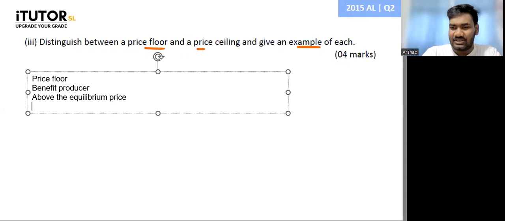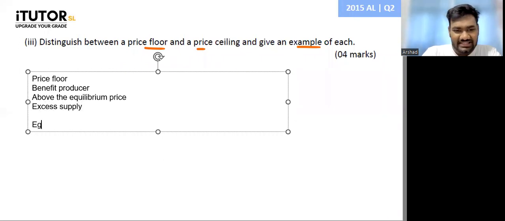When there is a price floor set in the market, what does it usually create? Excess demand or excess supply? It creates an excess supply in the market. You can talk about that as well. And then can you give an example, guys? An example of a price floor.